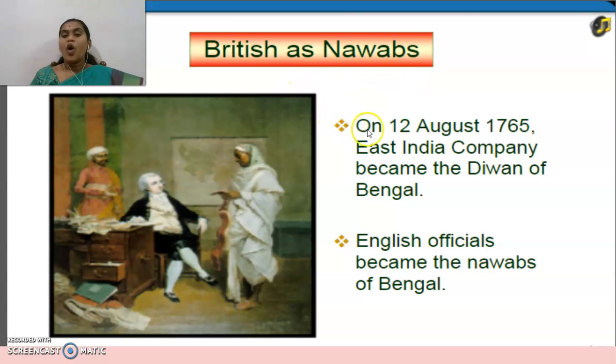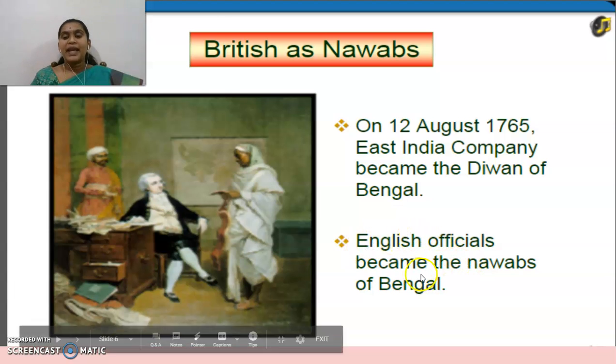Yes. So on 12th August 1765, remember the date, the East India Company became the Diwan of Bengal. So we may ask the question, when did the East India Company become the Diwan of Bengal? It is on 12th August 1765. Okay.